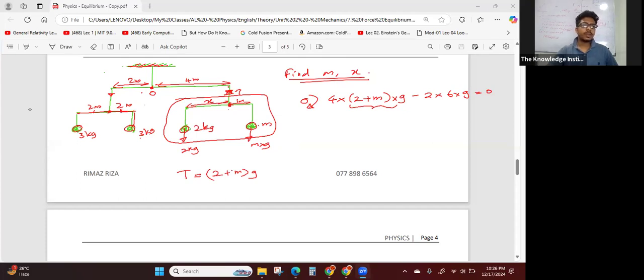Okay. So therefore, here we can cancel g and g. So we have 4 into 2 plus m equals 2 into 6, 12. Minus 12 goes to the side, plus 12. So 2 plus m equals 12 divided by 4, 3. Sorry, 12 divided by 4 is 3. Therefore, m equals 1. So m equals 1 kilogram.